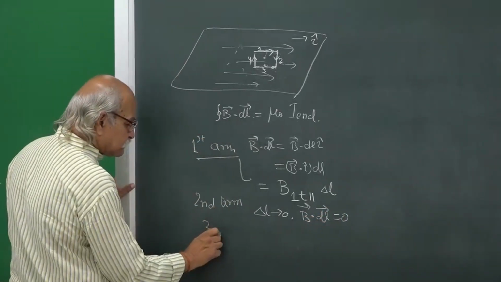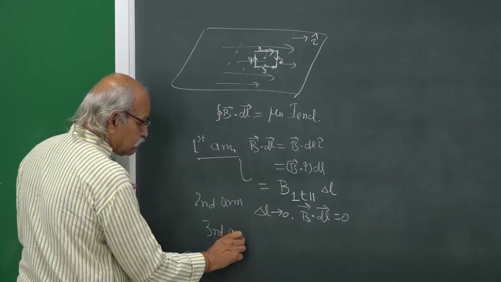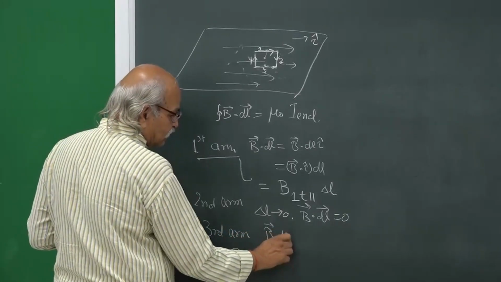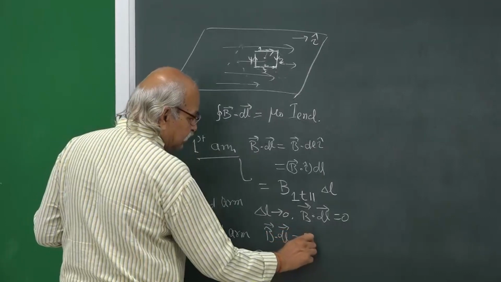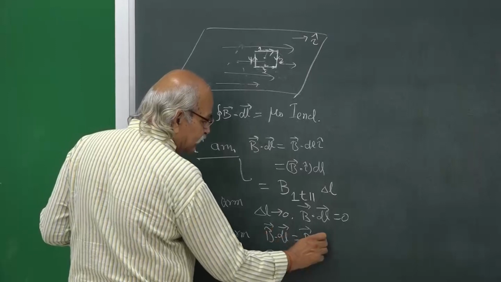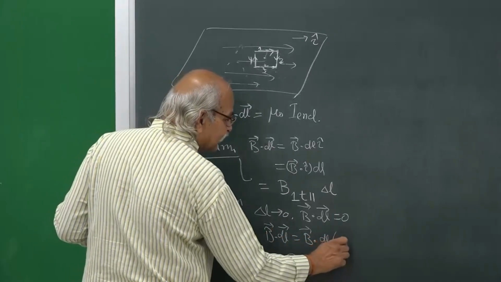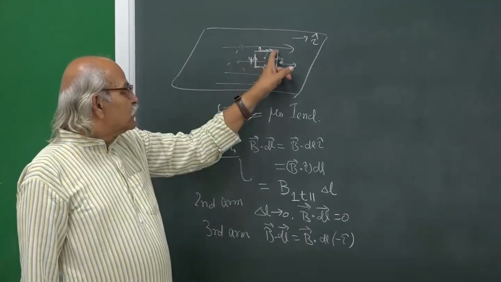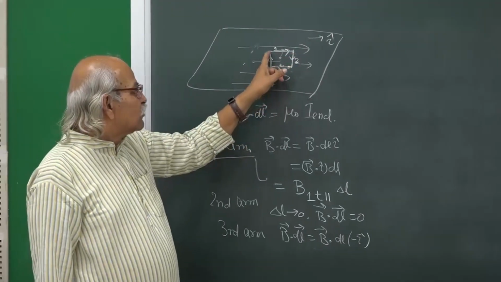Third arm. Here B dot dl is B and dl will be in the minus i cap direction, because on the closed curve you have to draw your arrow directions.